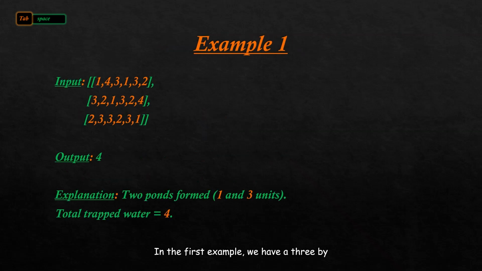In the first example, we have a 3 by 6 matrix. After the rainfall, we observe two ponds. One stores 1 unit of water, while the other stores 3 units. Together, the total trapped water is 4 units.